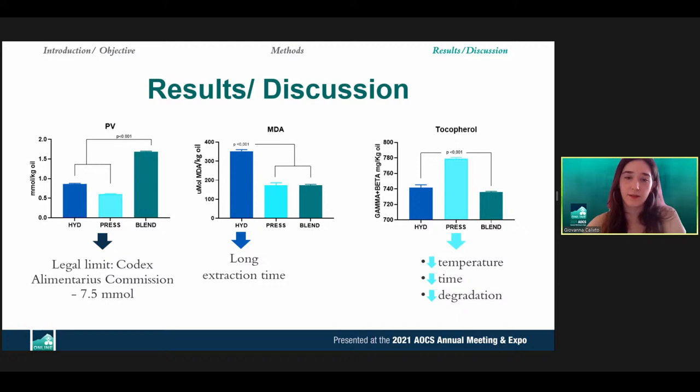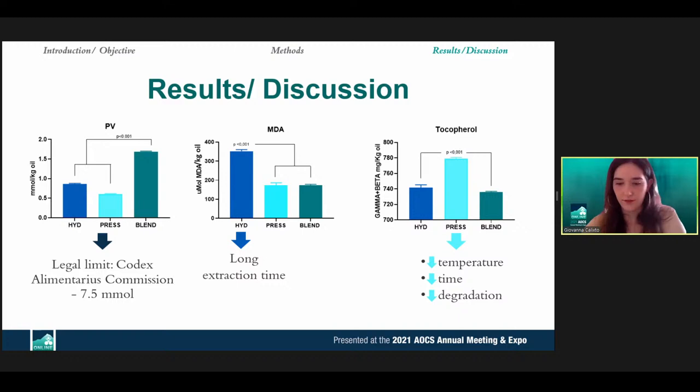And this was due to a long time of manual extraction, leaving the oil a long period in contact with oxygen. And the press sample obtained higher levels of tocopherol. This can be explained by the low time and temperature during the extraction process, maintaining the tocopherol and having low levels of oxidation.